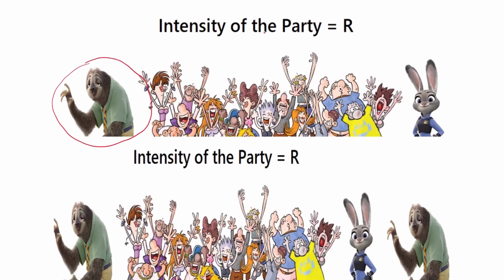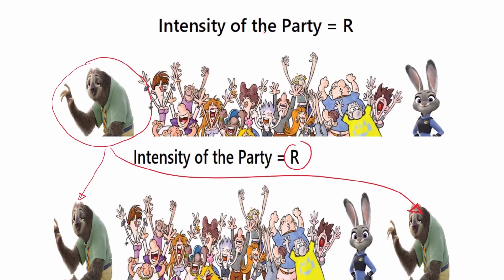I love this movie, it's called Zootopia. In there we have this Flash, a sloth. Sloths are very slow and very quiet. So what will happen if you clone this sloth? Cloning means you make another copy of it, right? And you bring 2 sloths to your batch party. Nothing will change. You are just adding a new member, but the intensity of the party remains the same.